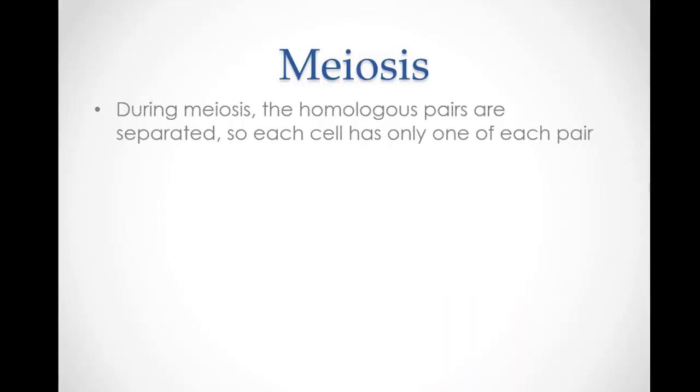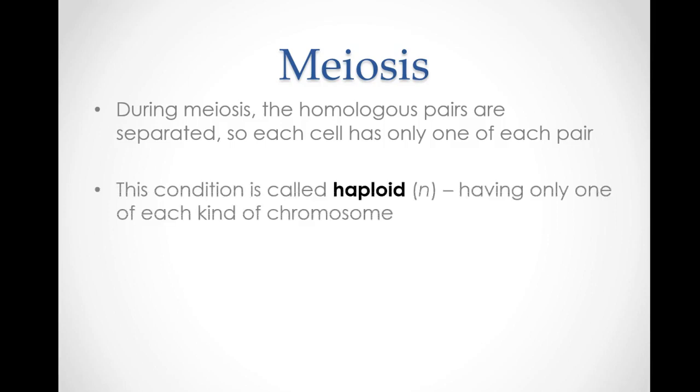So in meiosis, we're going to separate the homologous pairs of chromosomes so that each cell only has one of each pair. And remember, this is a specific term called having a haploid number of chromosomes. So we call these cells haploid cells. Haploid just means half, right? Haploid, half. We have half the total amount of genetic material that we need. We don't need 46 chromosomes in our egg and sperm cells. We only need 23. So we're going to cut our genetic information in half.